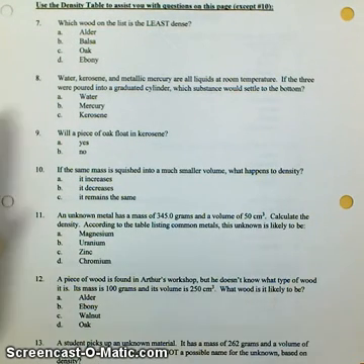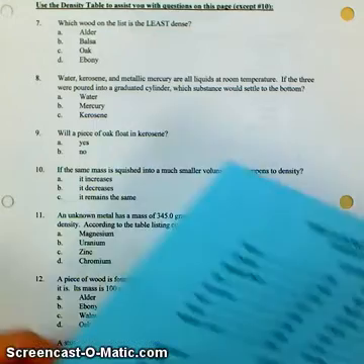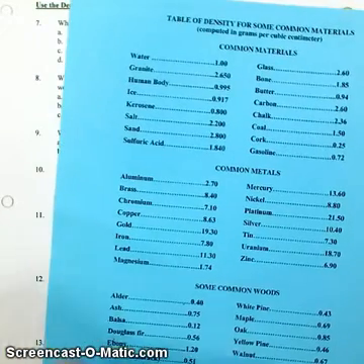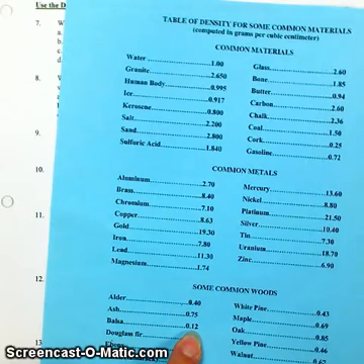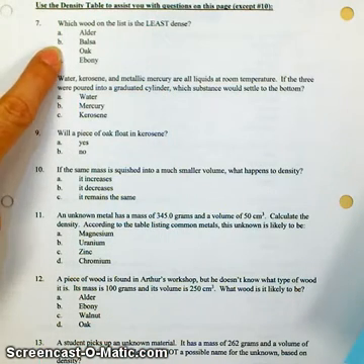Number 7, which wood on the list is the least dense? Well, you're going to use this list. Down here, you've got woods. Balsa wood is just 0.12. It's very light wood, so that's going to be B.